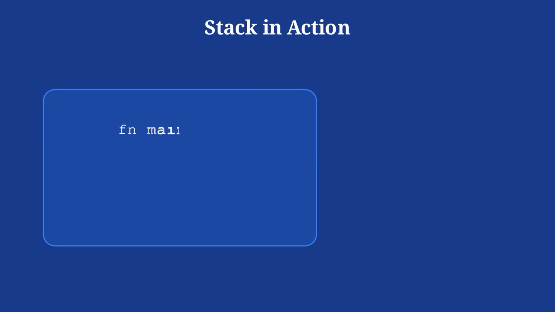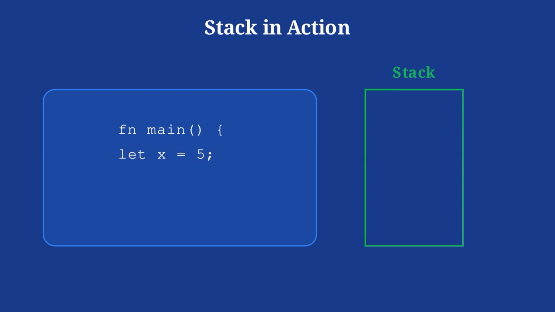Let's see this in action with a simple piece of code. Here we have our main function. As soon as this function is called, it gets its own block of memory, called a stack frame, pushed onto the stack. Now we declare a variable, x, and assign it the value 5. Because x is a simple integer, its size is known. So, it gets pushed directly onto our function's stack frame. Next, we declare a boolean, y. Its size is also known, so y is pushed onto the stack right on top of x.